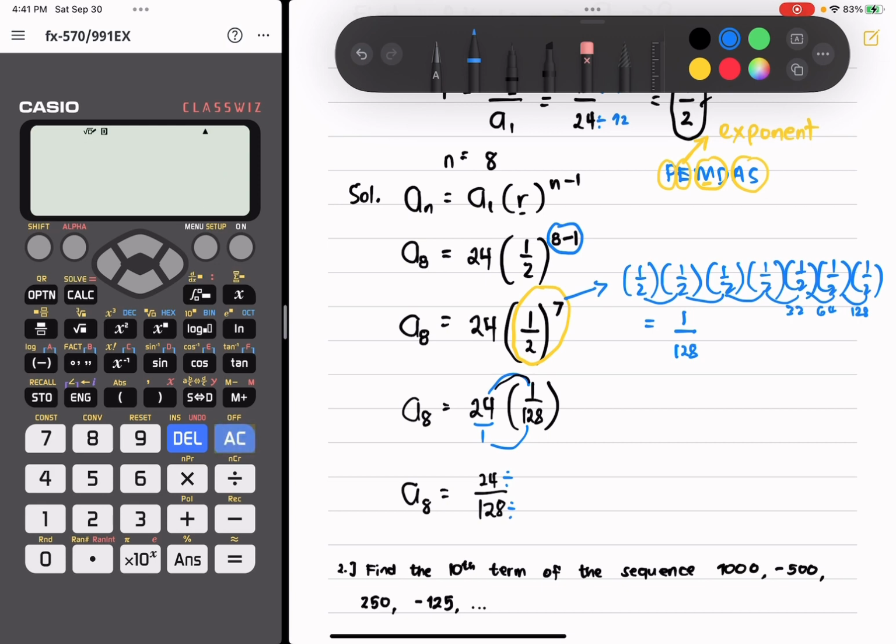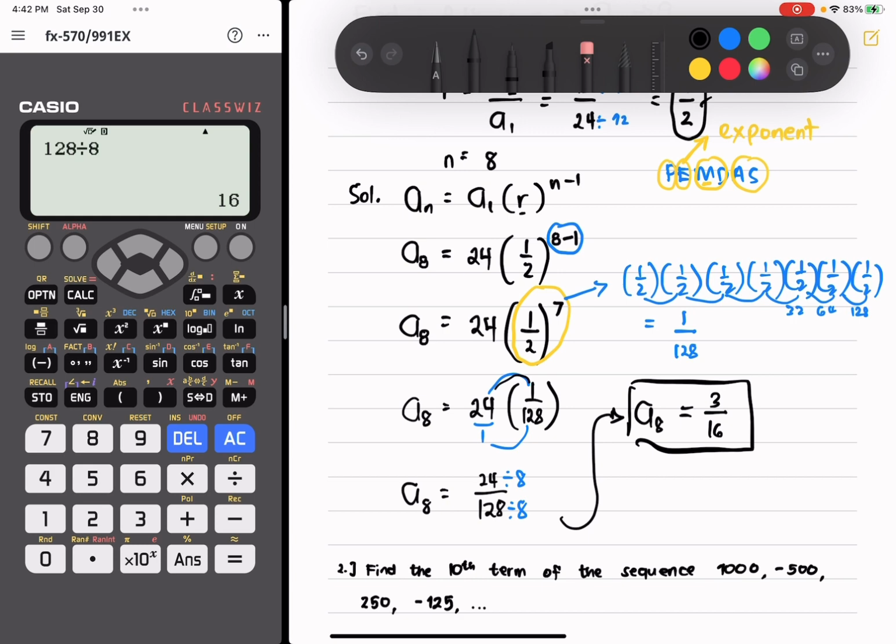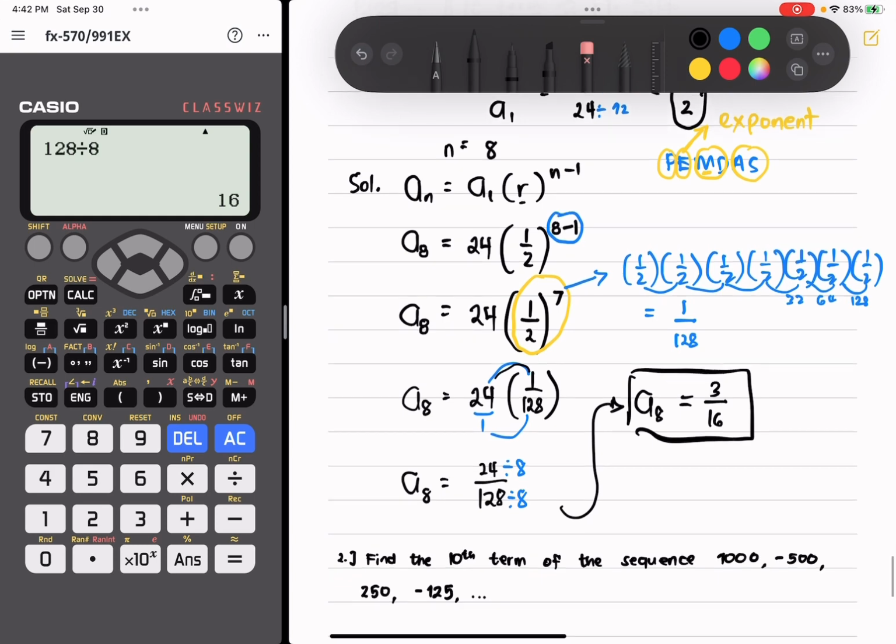Kung titingnan mo sa calculator, pwedeng i-divide yan by 8. So, may rule tayo doon, no? Pwede ko nang i-divide by 8 yan. Anong magiging sagot natin? a sub 8 equals 24 divided by 8, 3 over 128. Kung i-divide natin yan by 8, that will give us 16. So, this is now your answer. Yung nasa 8th term is 3 over 16.